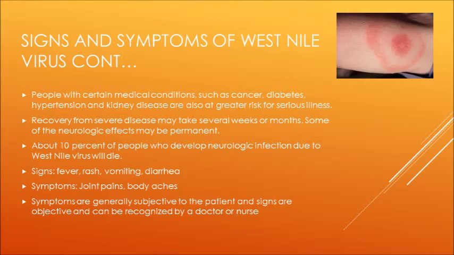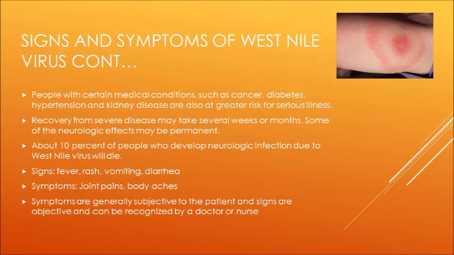People with certain medical conditions such as cancer, diabetes, hypertension, and kidney disease are also at greater risk for serious illness. Recovery from severe disease may take several weeks or months. Some of the neurological effects may even be permanent. About 10% of people who develop neurologic effects due to the West Nile virus will die.